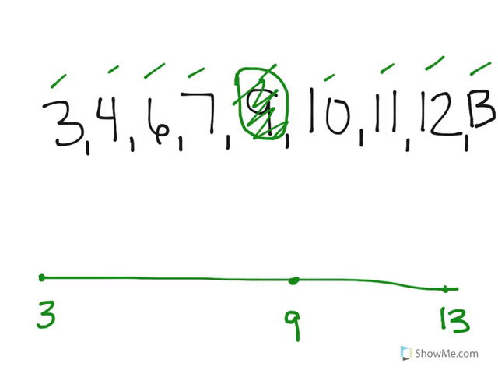Again, I didn't have two numbers in the middle to add up. True median, so I labeled it on the box plot down below. I'm going to go ahead and cross it out because I'm not going to use that number again.